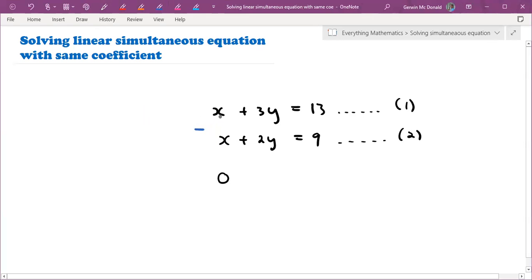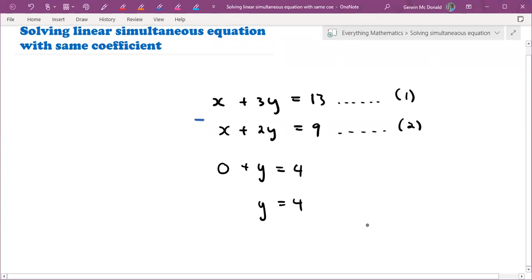But we don't just subtract the x's, we then subtract every corresponding term to each other. So the y term will be subtracted from the corresponding y, and the constant value 13 here will be deducted from the constant value 9. So when I do that, I now have 3y minus 2y, that will just leave me with y. And that will be equal to 13 minus 9, which will give me 4. Oh, this one worked out quite straightforward. So then we have y is equal to 4.